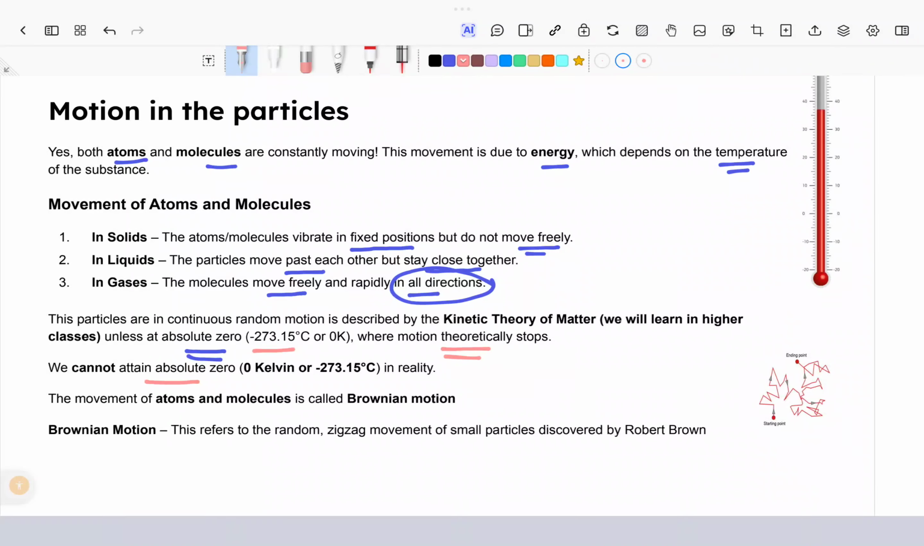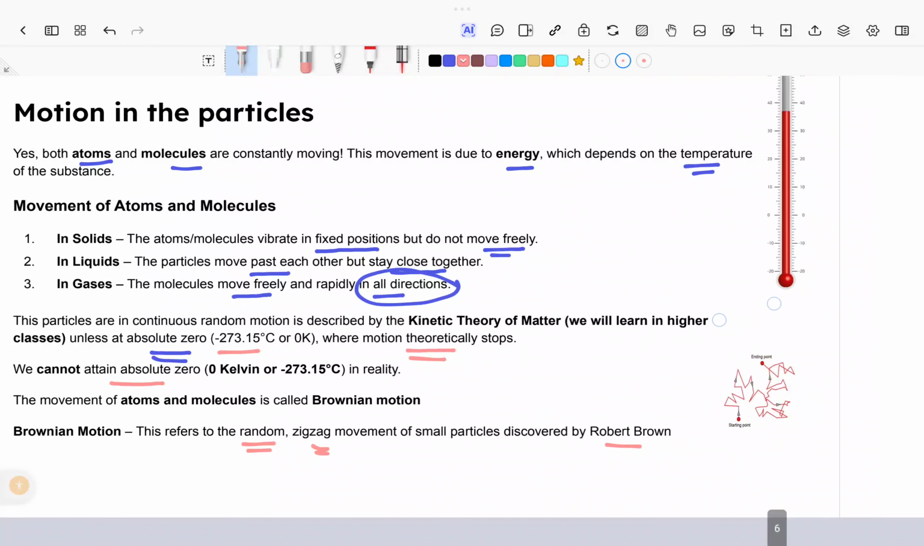The movement of atoms and molecules is called Brownian motion, and this Brownian motion refers to the random zigzag movement of the small particles and was discovered by Robert Brown.